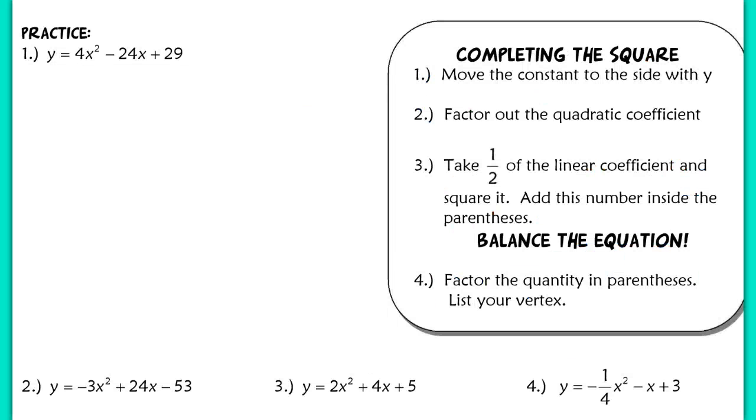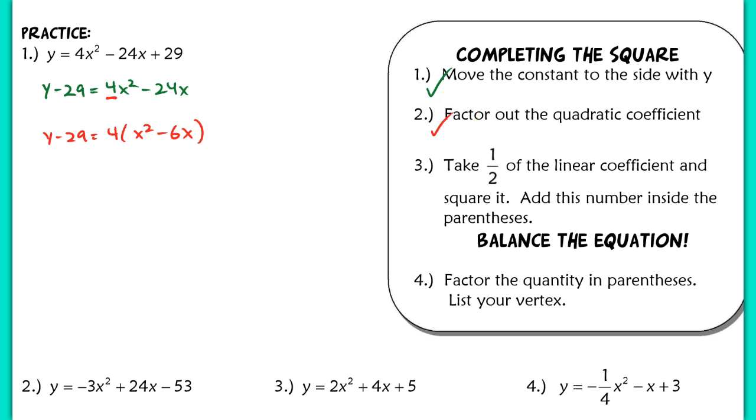All right, now problem 2, or I guess practice number 1 here. I'm going to do this one with you, and I'm going to just look through these steps here to make sure I'm checking them off, and as I go, you're just going to see me check each one of these off, okay? So the first thing I'm going to do is move that constant. So I have y minus 29 equals 4x squared minus 24x. So I've done step 1. Step 2 says to factor out the quadratic coefficient. The quadratic coefficient here is a 4. So I have y minus 29 equals 4 times x squared minus 6x. So step 2 is finished.